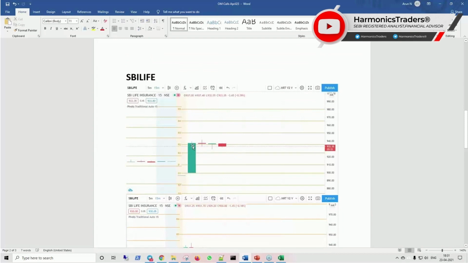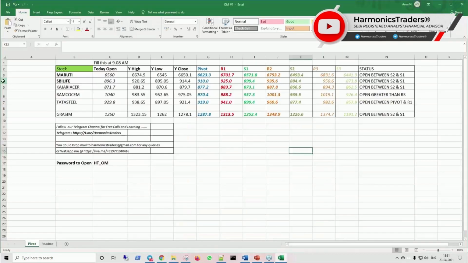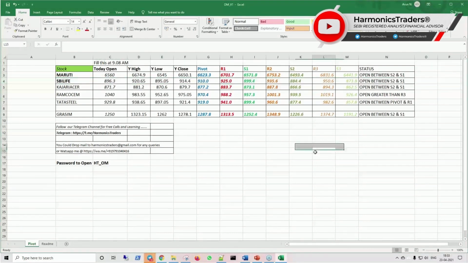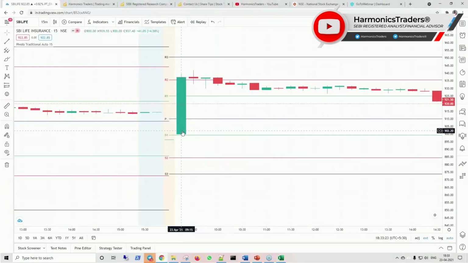Let us take SBI. So the actual opening was between S2 and S3. Fine. So what we do, we try to go for long at S1 after the first 15-minute candle is formed. So what happened here? In the first 15 minutes itself, the target is completed and it closed at R2, right?